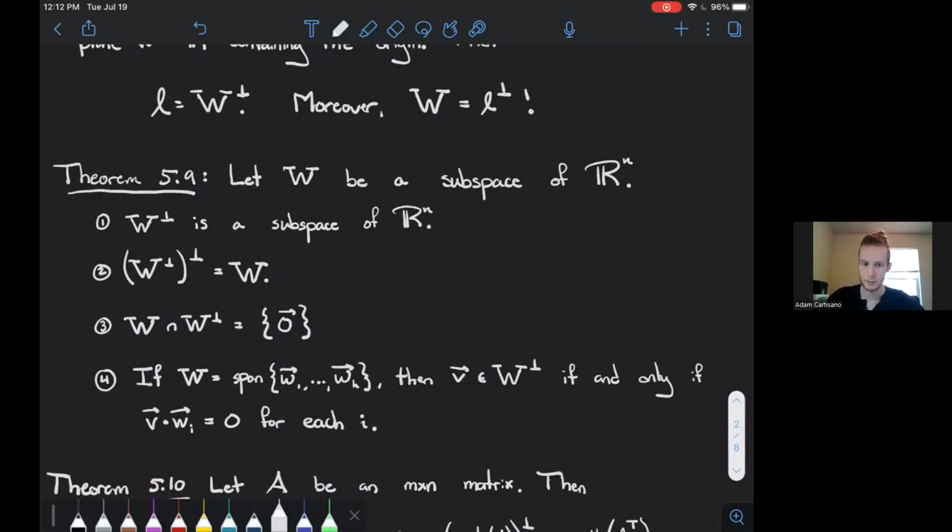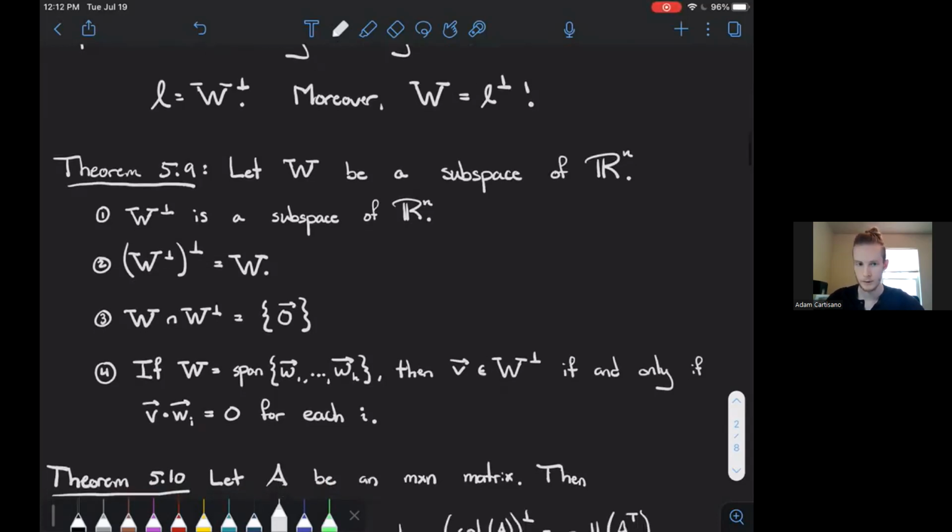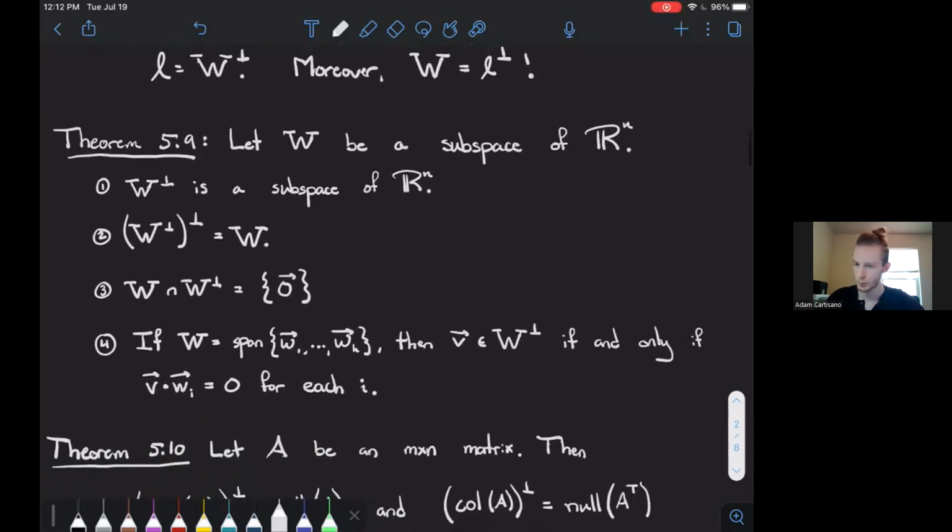Okay, and then if we have a basis for W, say w1 up through wk, then V is in W perp, the orthogonal complement, if and only if the dot product of V with every basis vector is precisely 0. So you don't have to check that V is orthogonal to every vector inside of W, just every basis vector given some basis. Most proofs for each of these parts of the theorem amount to fact checking or definition chasing, so we're not going to cover them.